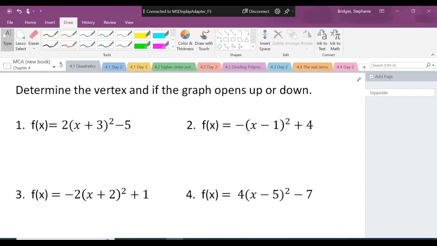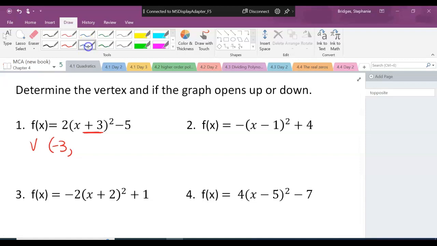So I'm going to start with number 1. I've got f of x is equal to 2 parentheses x plus 3 squared and then minus 5. Let's start with the h. Again, the h is the number inside of the parentheses with your x, but it is always the opposite of that sign. Since that is a plus 3, my h is going to be negative 3. I'm going to put a V next to it so that you know that that is our vertex.